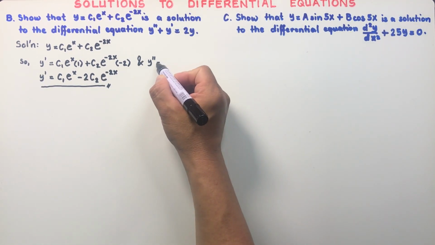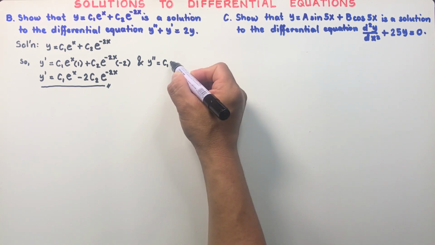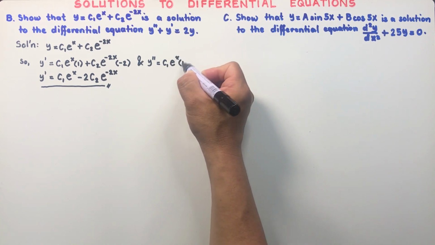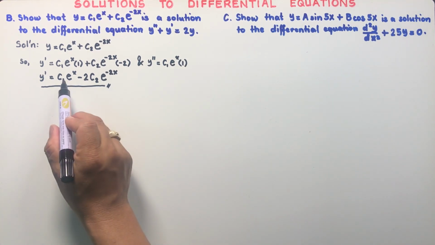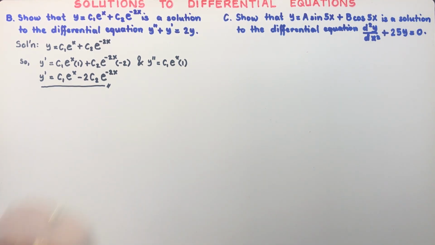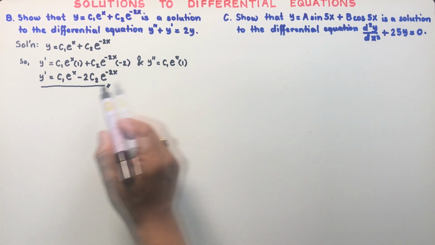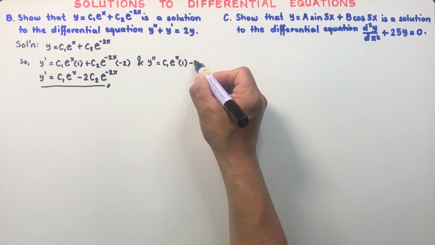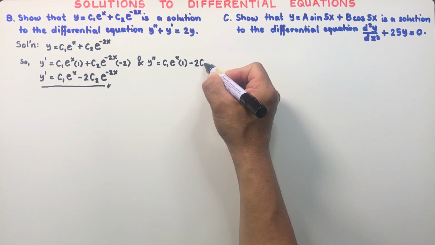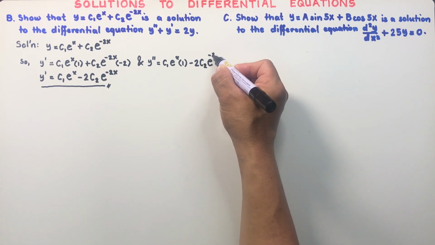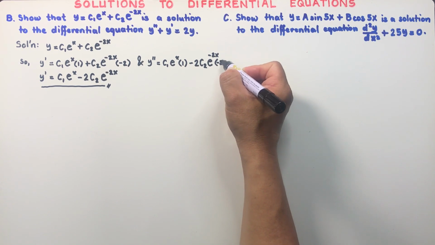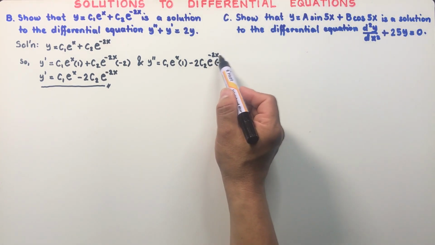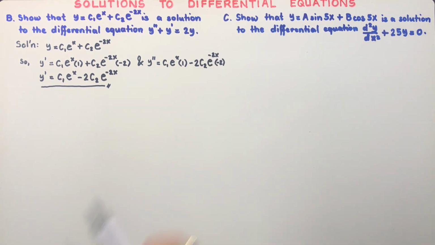So the second derivative of this function is taking the derivative of the first derivative. So this is equal to c sub 1 times e to the x times 1, because again, the derivative of e to the x is e to the x times the derivative of the exponent, which is 1. And then this will be subtracted by 2c sub 2 e to the power negative 2x times the negative 2. Because again, by the chain rule, we need to find the derivative of the exponent, negative 2x, and the derivative is negative 2. That is with respect to x.